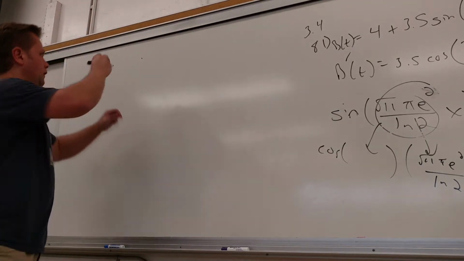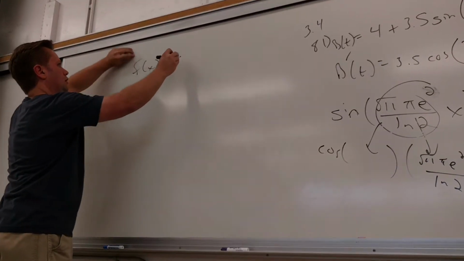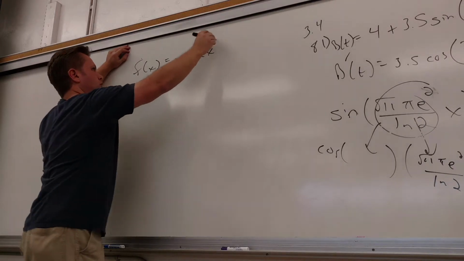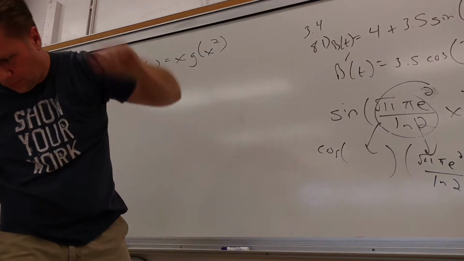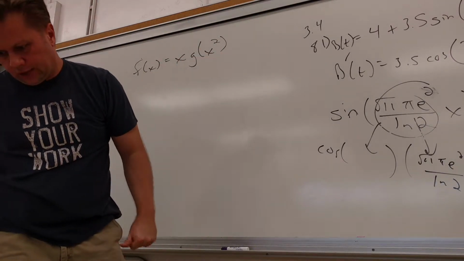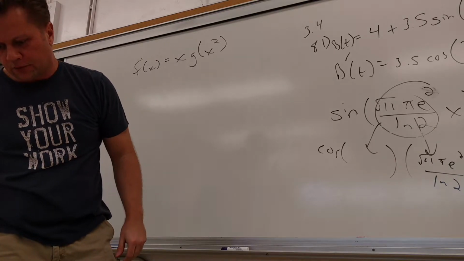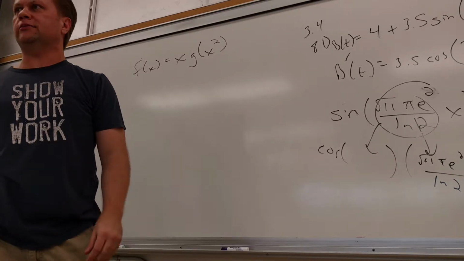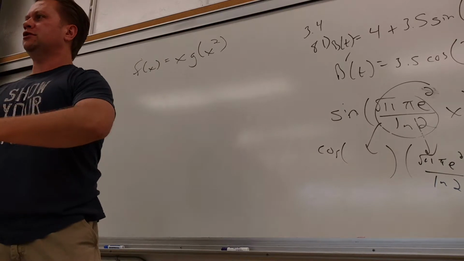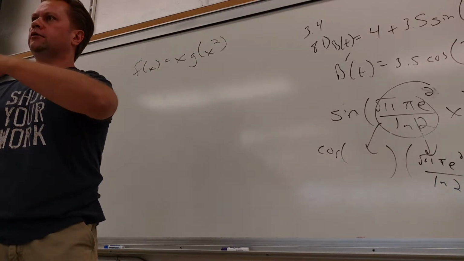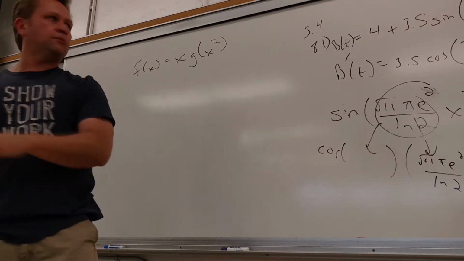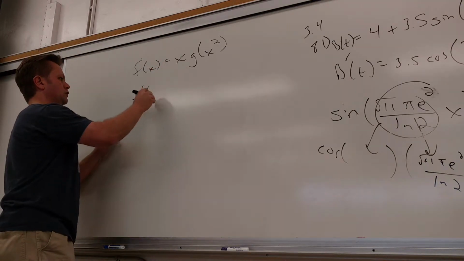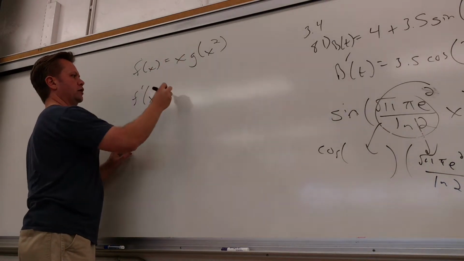So if I know f of x is x times g of x squared, find f double prime in terms of g, g prime, and g double prime. That sounds horrific, but what you just start doing is just start doing it. Don't think ahead about what's supposed to happen. Just, what's f prime? What's the rule? What's the main rule going on here?